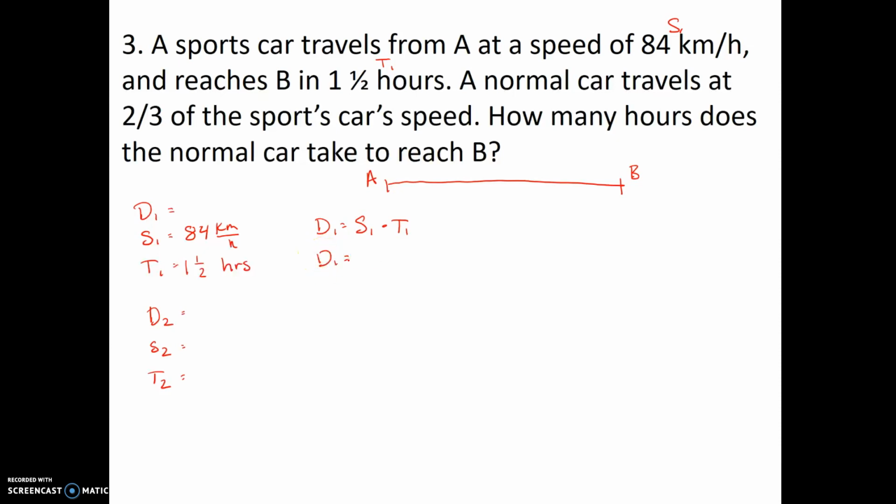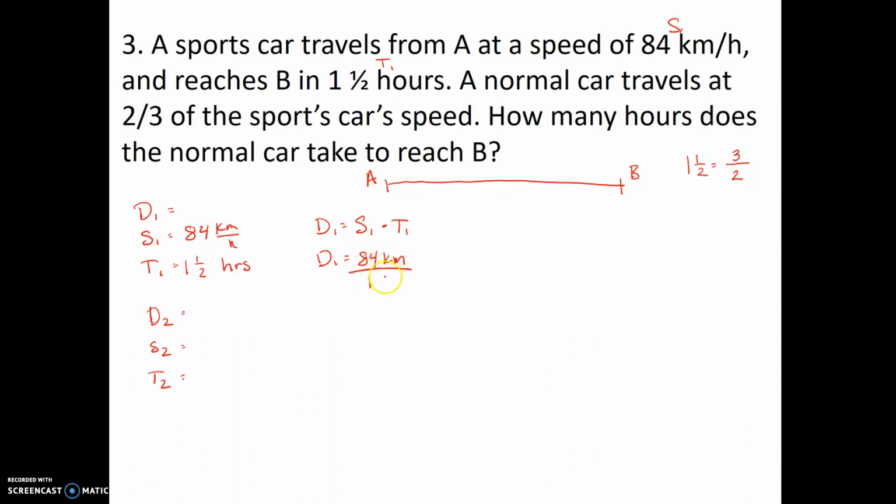Let's fill in some values. It's going to be 84 kilometers per hour times 1.5 hours. Since we're working with fractions here, let's change that 1.5 to a mixed number. The way I do that is 2 times 1 equals 2, plus 1, which equals 3. So that's 3/2.